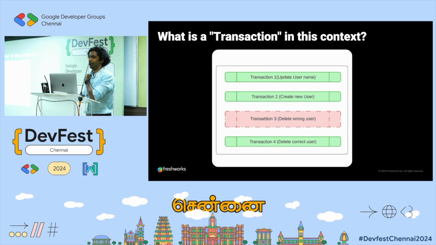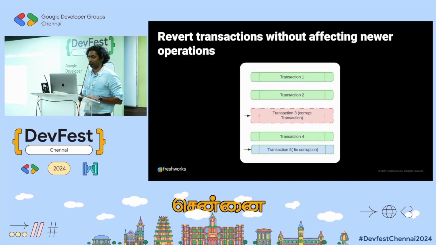So in transaction 3, the user deleted a wrong user, and then in transaction 4, they corrected their mistake and deleted the correct user. But still, the effects of transaction 3 will still be there, right? So this is what we mean. Transaction 3 is where a corrupt transaction happens, then the application continues with newer transactions. Now it is our job to fix the corruption.